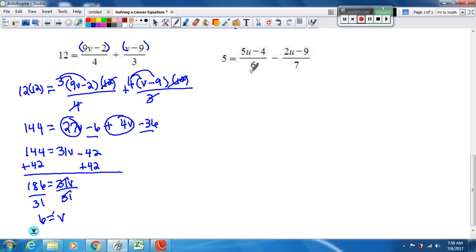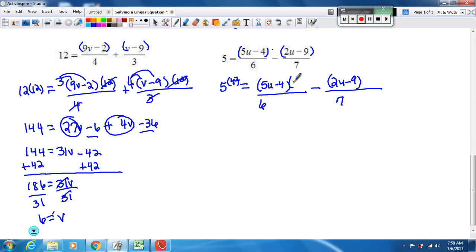Let's just do 6 times 7 is 42. So we're going to use 42. So 5, leave some space, put the binomials in parentheses. So we've got 5u minus 4 over 6 minus 2u minus 9 over 7. And 6 times 7 is 42. We're going to use 42. We're going to get some large numbers on this one.